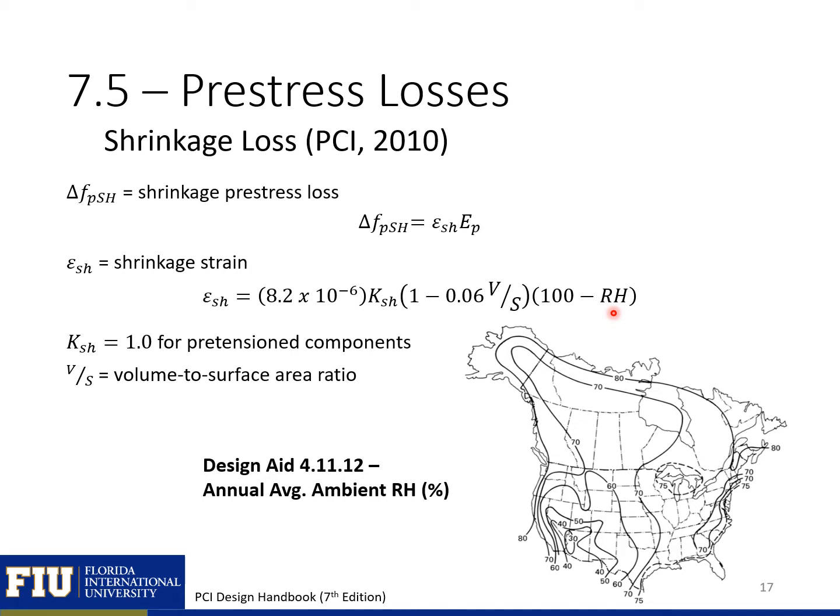So with a lower relative humidity, more water wants to leave than with a higher relative humidity, where the water doesn't want to leave as much. So we calculate our shrinkage strain, take it times our modulus here for our pre-stressing strand, and that gives us our pre-stress loss due to shrinkage.